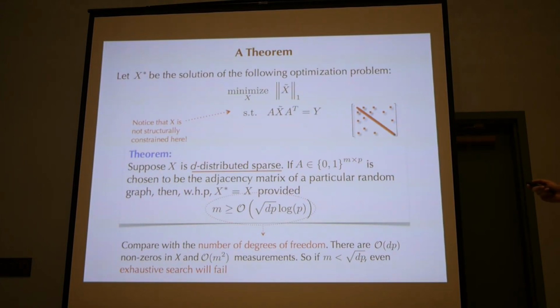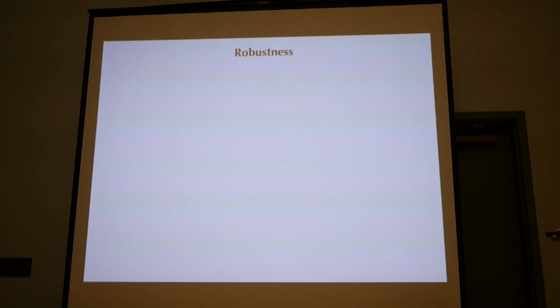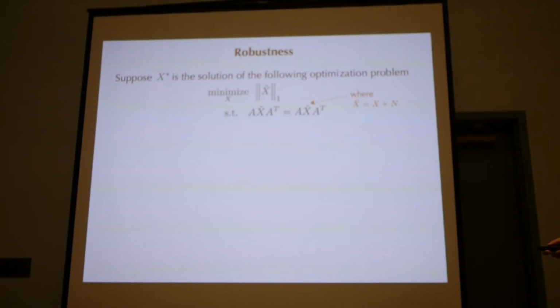And the number of measurements you make is the size of y, or A X A transpose, which is on the order of m squared. So if m squared is less than dp, then you're hosed. You can never hope to recover something because you don't have enough linear equations. And what we show is that with a log p oversampling, you can get the right answer, and the right answer comes from a linear program. So that's really nice.